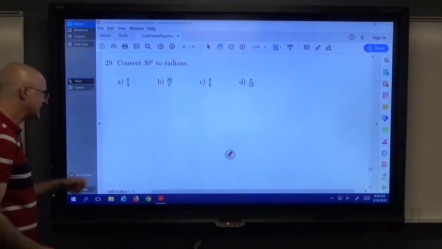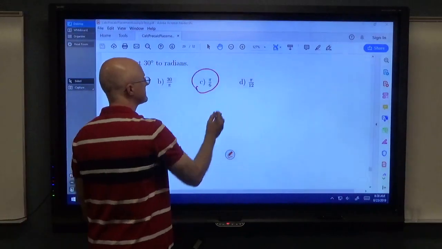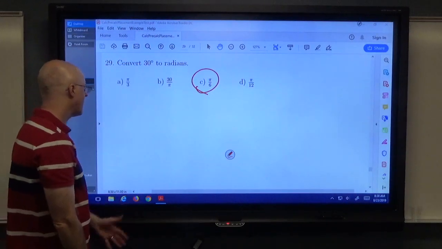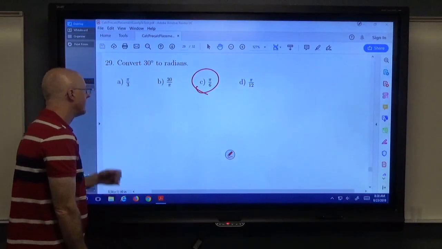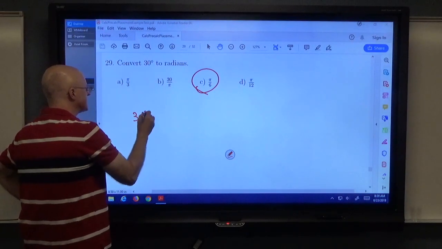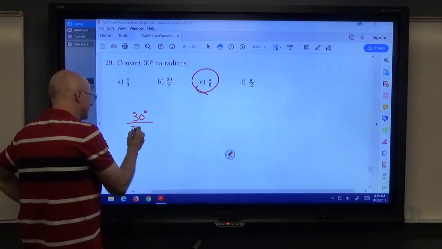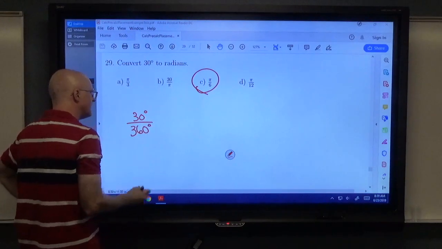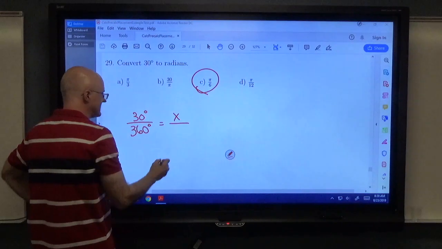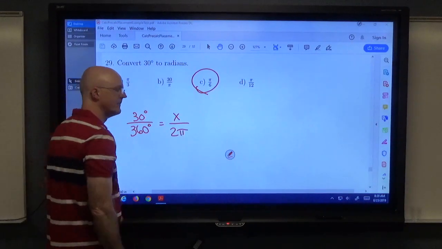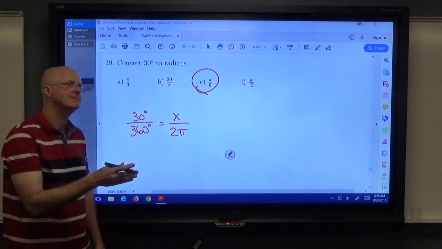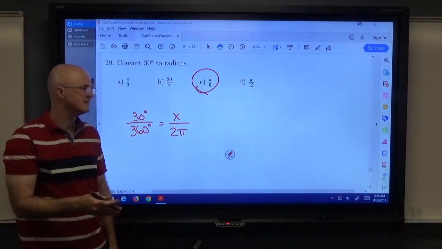Convert 30 degrees to radians. Maybe you haven't memorized it. It's pi over 6. There's the answer. Maybe you don't have it memorized. How could you figure it out if you don't have it memorized? Well, 30 degrees is to, say, 360 degrees as its radian measure, call it x, is to 2 pi. 360 degrees all the way around a circle is the same as 2 pi radians.